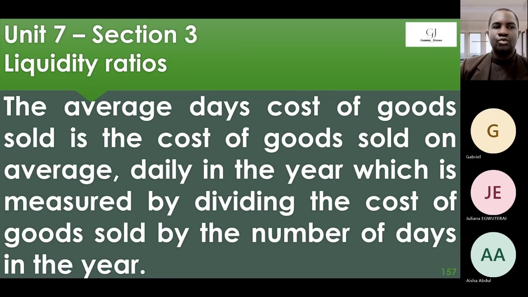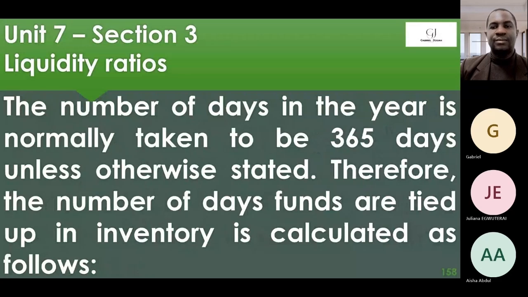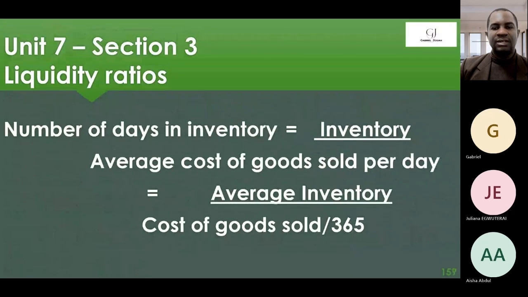So the average daily cost of goods sold, where you don't have credit purchases, is the cost of goods sold on average daily in the year, which is measured by dividing the cost of sales by the number of days in the year. The number of days in the year is normally 365 days, like we saw, which we use typically. Therefore, the number of days of funds tied up in inventory is calculated as the average inventory, beginning and ending, divided by either credit purchases or cost of sales, or cost of goods sold, as you may call it. So that is the number of days. Then we have the other activity ratio, which we'll be looking at subsequently. So there are 2 ways: you have the number of days and you have the number of times.